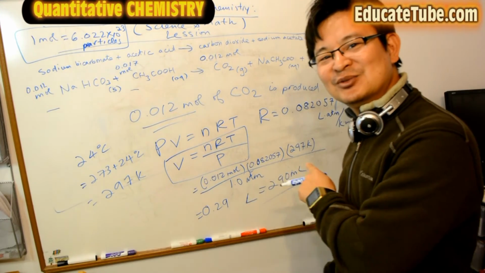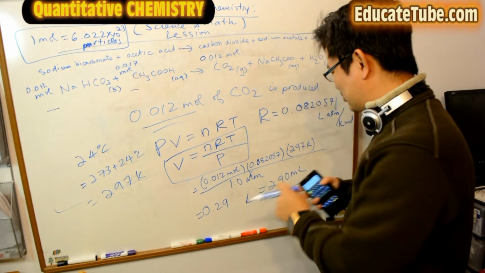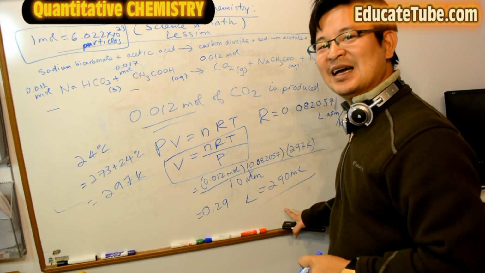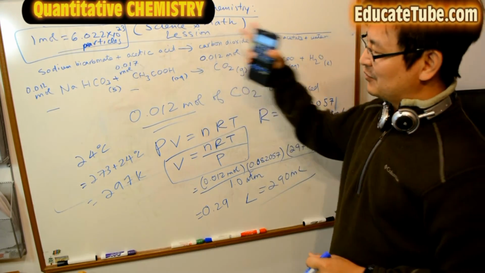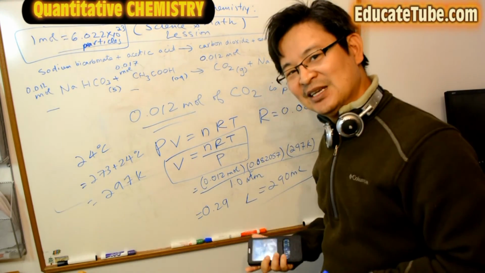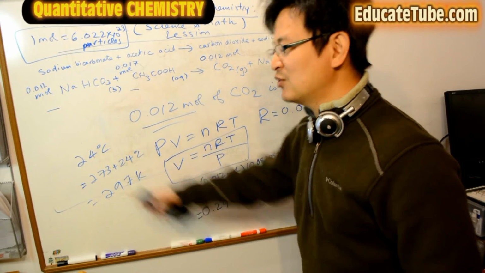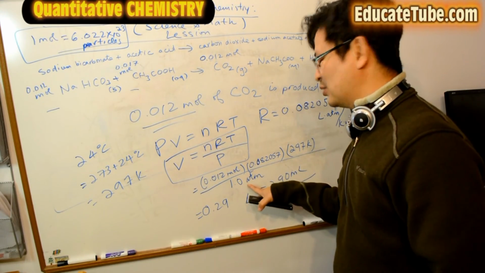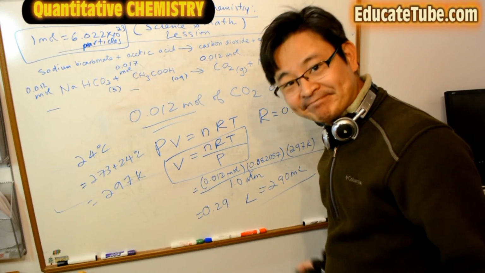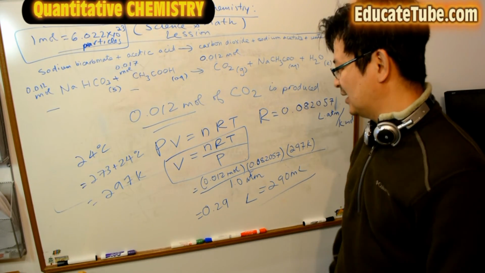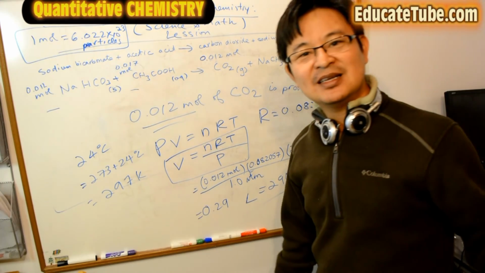Next time, I'll do the experiment quantitatively, and we're going to prove that we are close to getting that answer based on all these calculations. Now, I made a lot of assumptions, right? Like, I assume this room is 24 degrees. I assume the atmospheric pressure is 1.0 atm, right? That's some assumption I made. Other than that, it should work out.